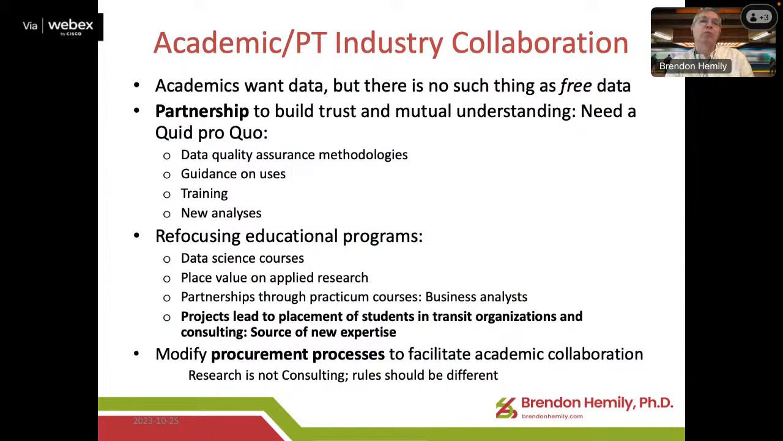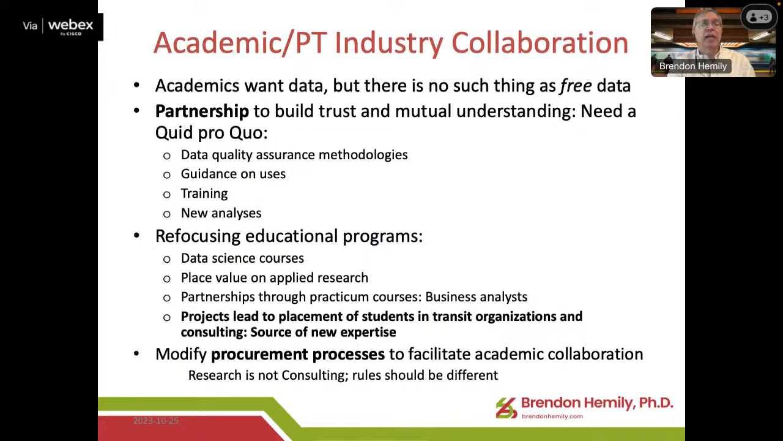So what's this going to require? This is going to require collaborations between academics and the industry. As I mentioned, academics want data, but there's no such thing as free data. So there has to be the partnership, and it takes time to build trust and mutual understanding. And there are a couple of areas where this can be built: data quality assurance methodologies, guidance on uses, training, new analyses.